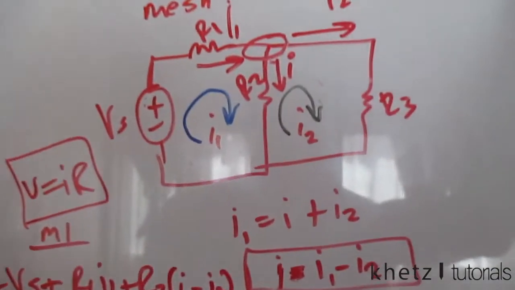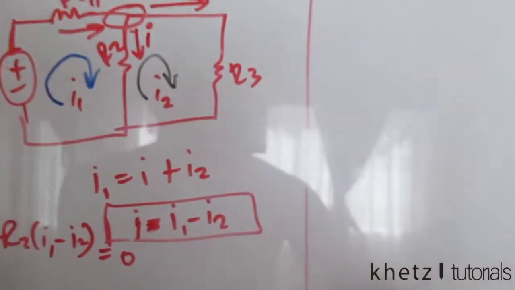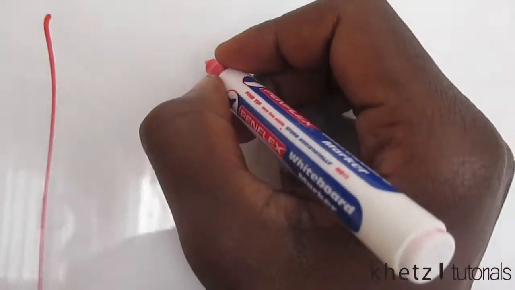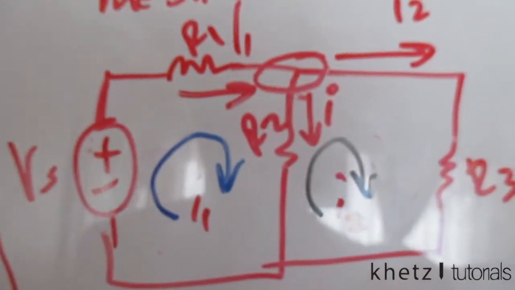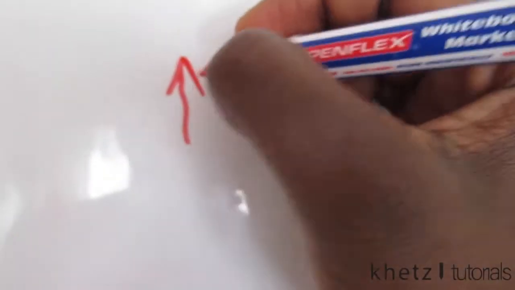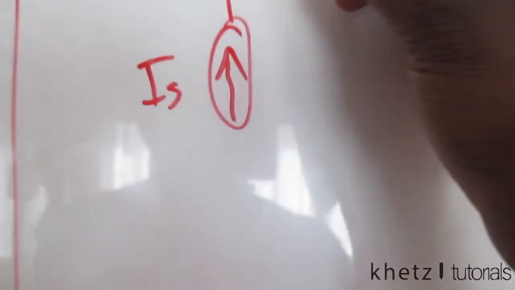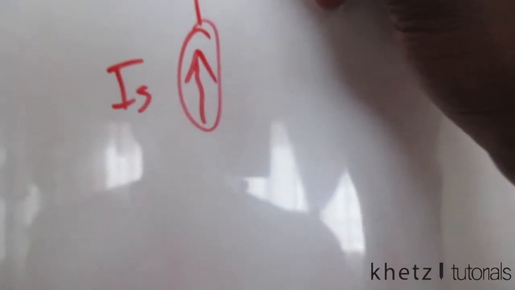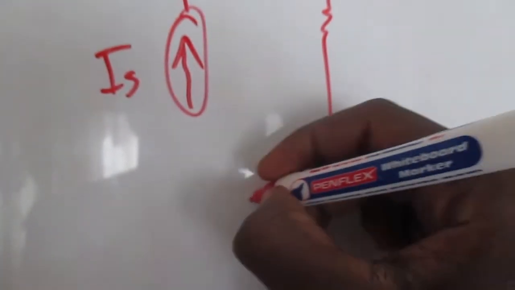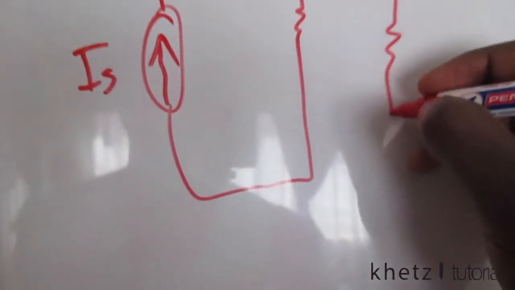Now we're going to move on to a special case of mesh analysis. Again, I'm just going to draw a random circuit. Before we get to this final section, I only had a voltage source here. What if we have current sources? Let's have that there, a current source, let's call it Is. Then maybe you have a resistor there, the same thing which we had.